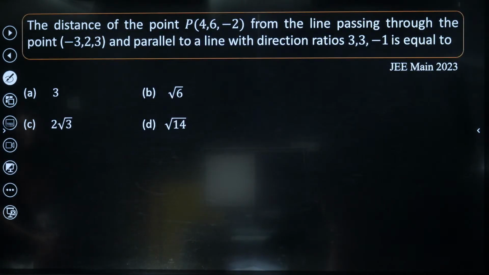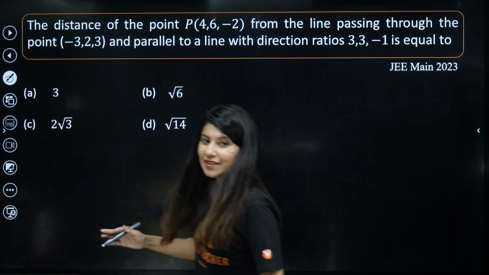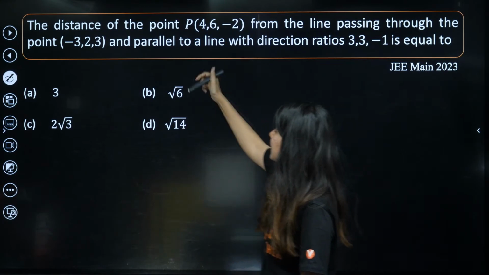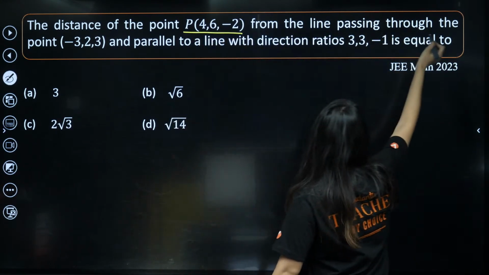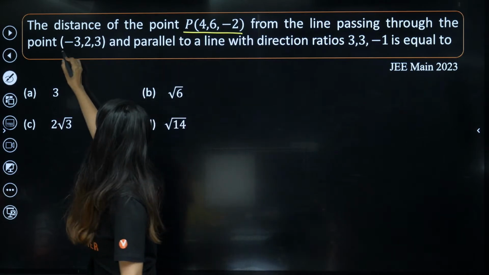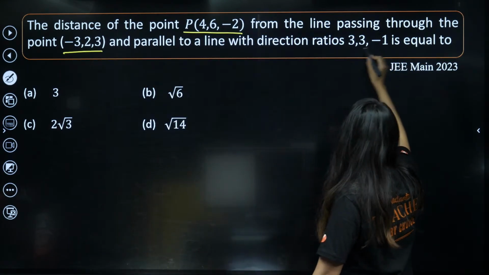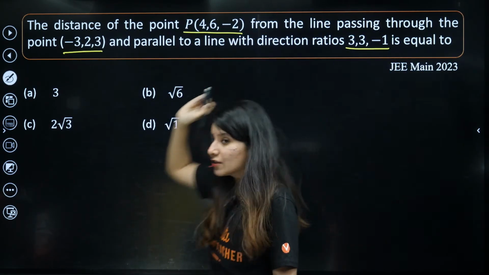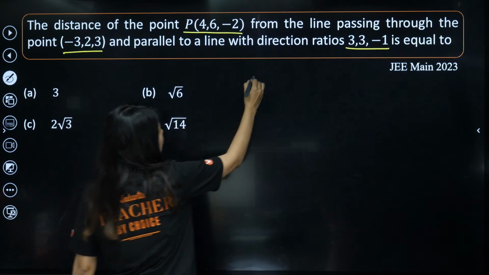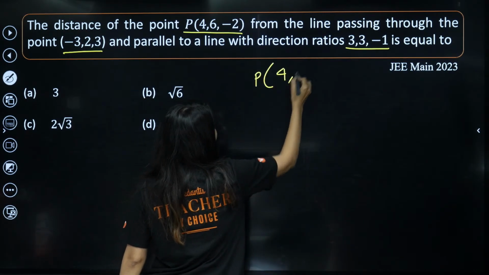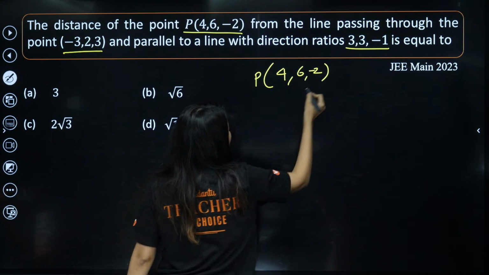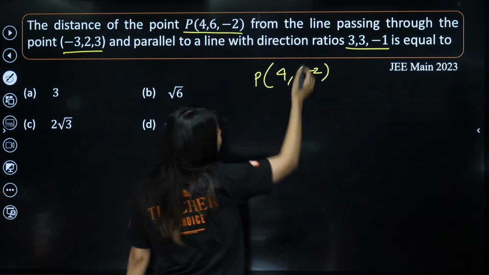Alright. Next question again on your screen. Very good question from 3D Geometry, JEE Main 2023 itself. Distance of point P from the line passing through this point and parallel to the line with this direction ratio is equal to. So basically there is a point P which is what? 4, 6, 2, minus 2. And we need to figure out the distance of the point from the line.